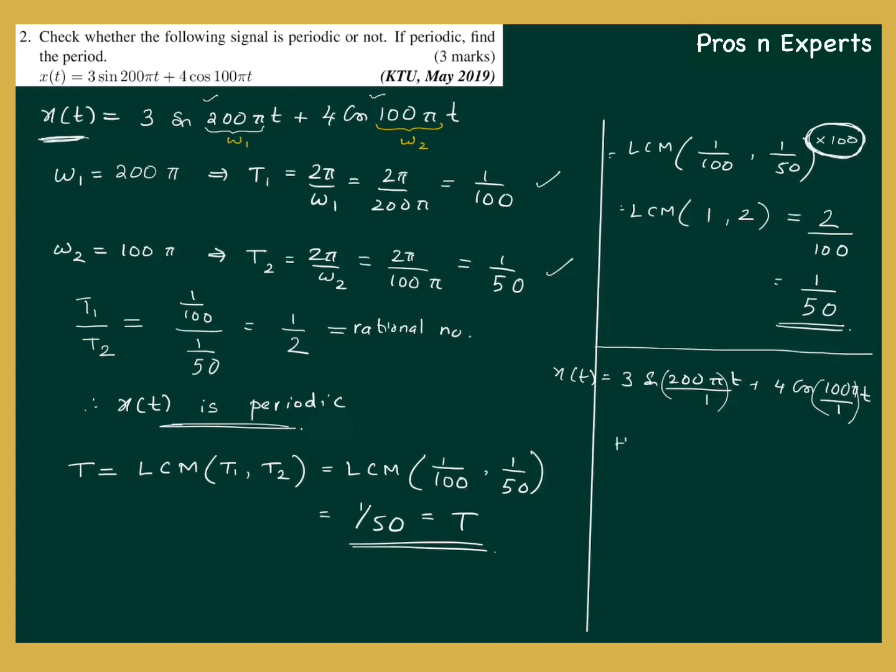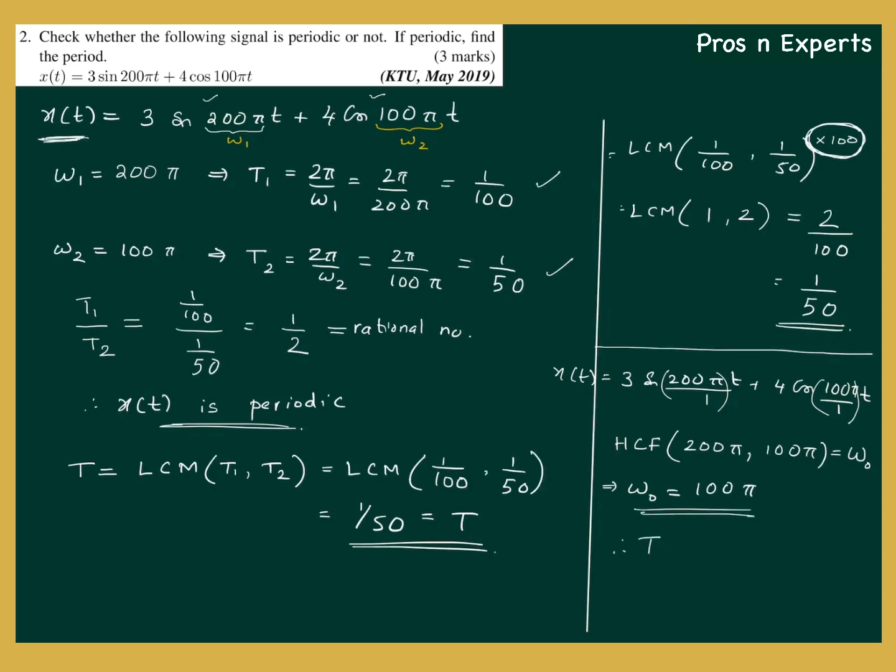The HCF, highest common factor, of these numerators will give you directly omega 0, right? HCF of 200 pi comma 100 pi will give you the total angular frequency omega 0. Okay, so what is the HCF of 200 pi and 100 pi? It should be 100 pi. Okay, so omega 0 is obtained as 100 pi.